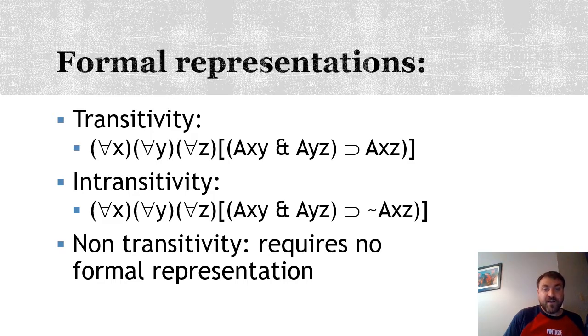If A is the predicate here, and that's intransitive, then it will be the case for all x, y, and z that if x bears the A relation to y, and y bears the A relation to z, then it will not be the case that x will bear the A relation to z. Okay? And then of course, non-transitivity generally doesn't require any special formal representation, but if you want one, you can see some examples of that in the text.